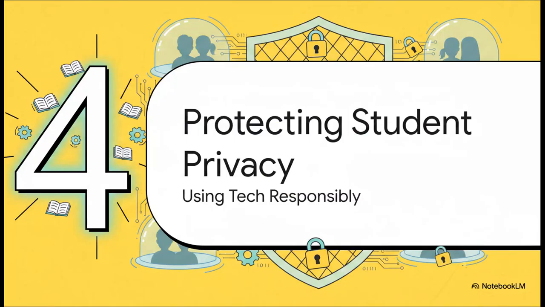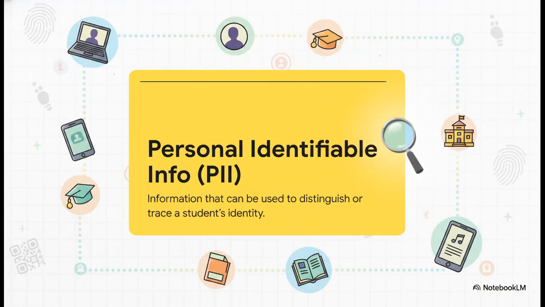Of course, with all this amazing technology comes a huge, huge responsibility. As we open up these new doors for learning, we absolutely have to be the guardians of our students' privacy and their data. The big concept here is something called personal identifiable information, or PII. Basically, it's any little piece of data that could be used to figure out who a student is. Think of it like their digital footprint.